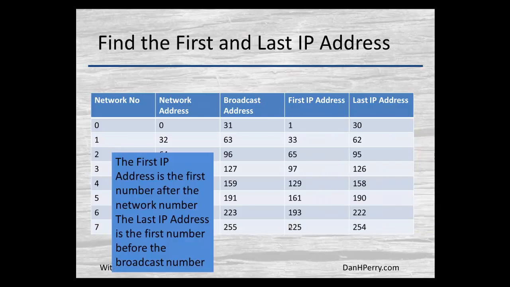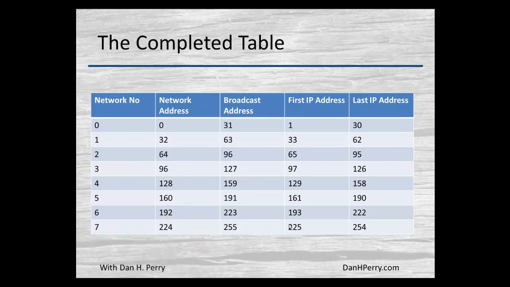In order to get our first and last IP addresses, we look at our network and broadcast addresses. The first usable IP address is always 1 more than the network address. The last usable IP address is always 1 less than the broadcast address. So for network 0, since the network address is 0, the first IP address would be 1, and the broadcast address is 31, so the last would be 30. For network 1, since we've got 32 and 63, the first IP address would be 33, the last would be 62, and so on. And here's our completed table.